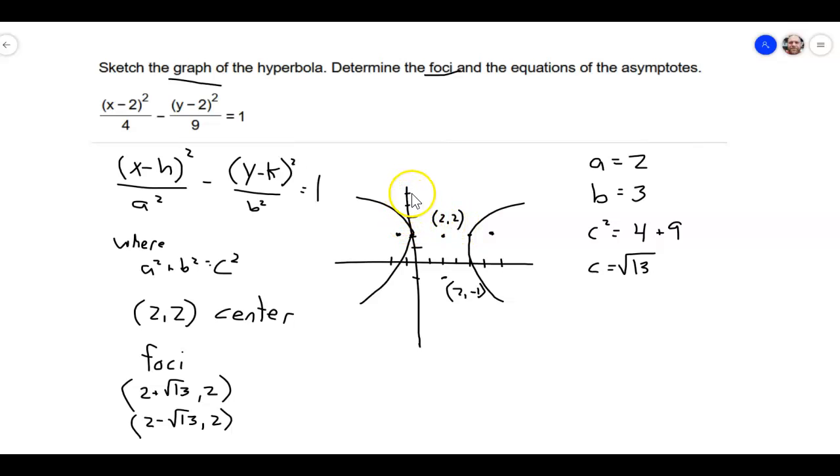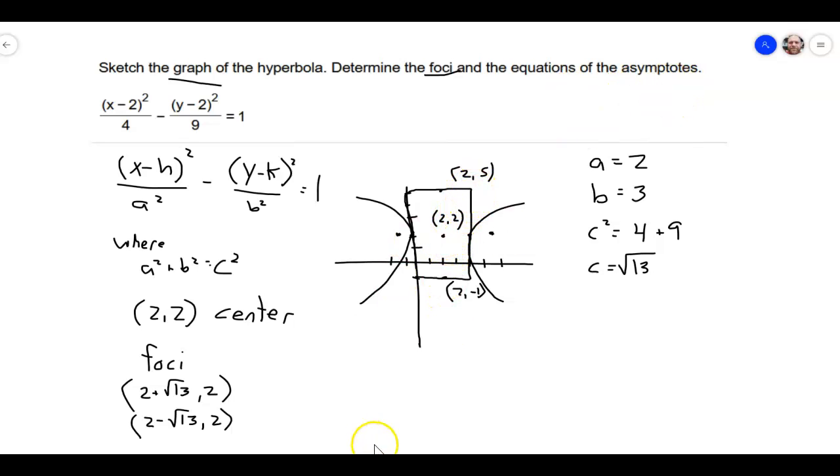And then I'm also going to go up 3. 1, 2, 3. And I'll have a point here. And this point up here is going to be (2, 5), just adding 3 to that. And now, if I connect these points here with the vertices, I'm going to get a nice rectangle like this. And this rectangle is what we're going to use in order to graph our asymptotes.